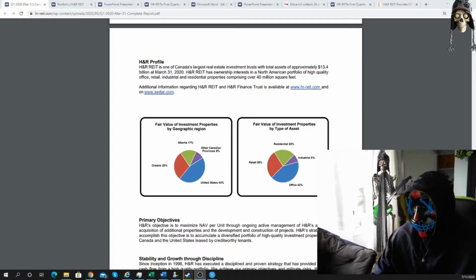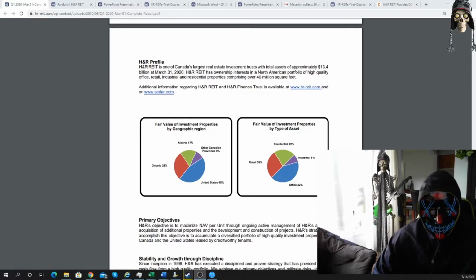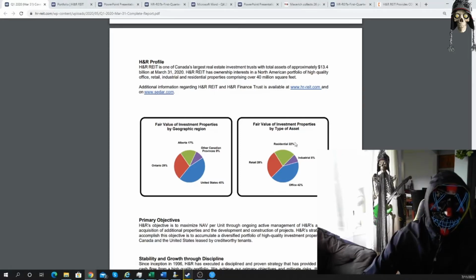So H&R REIT is a diversified REIT, and its revenue flows from a variety of sources, as you can see here. They have three main, and one little segment. So they have office revenue, so office REIT, retail REIT, and residential REIT, and then a little bit of industrial REIT, 8%, you can see that right here.